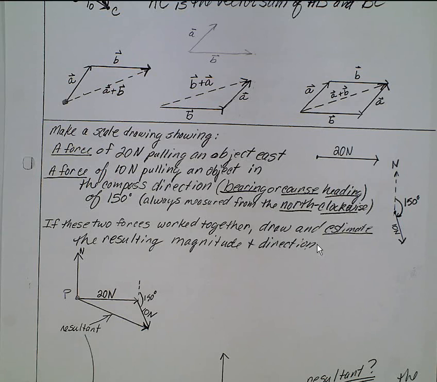Okay, so if you start off and you have a force of 20 newtons pulling an object east, and then working on that object is perhaps a wind blowing at 150 degrees at 10 newtons. So you've got the 20 pulling it east, the wind blowing it at 150 degrees. The resultant would be going from the start to the finish following the path of the arrows. This would be considered the resultant.